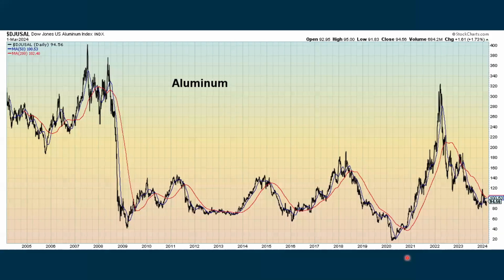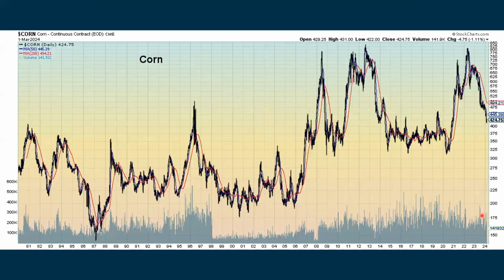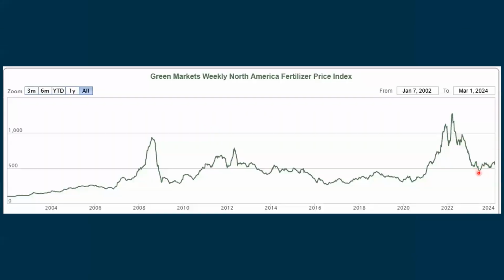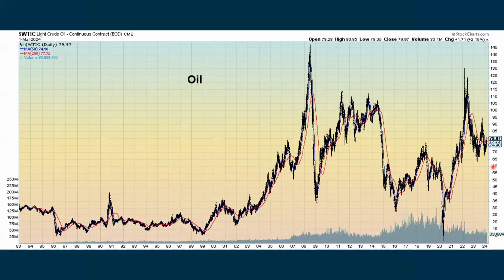Some other markets, we look at aluminum, which is just about ready to give us a golden cross here, but we're still in a downtrend longer term. Corn continues to be in a downtrend. Wheat is in a downtrend. Fertilizer has been chopping around a little bit. Oil, it's been getting back up close to that 80 range. It's been really choppy lately.